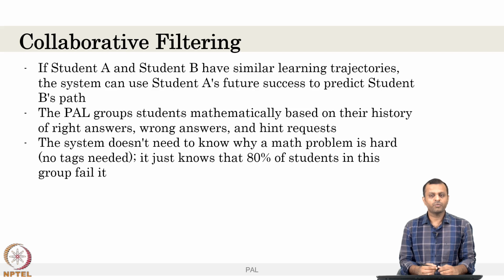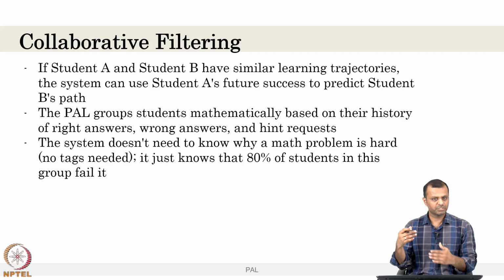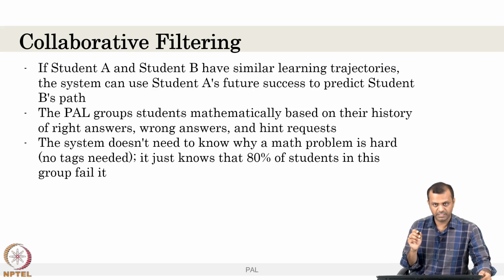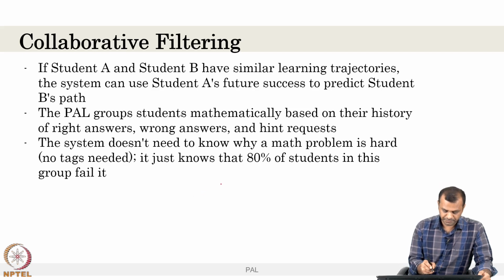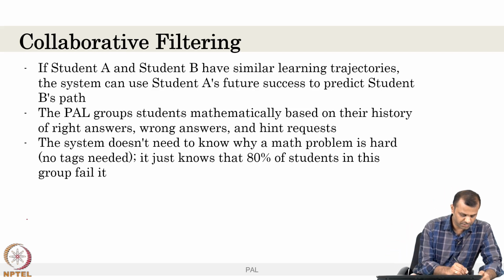The system does not need to know why the math problem is hard. It only needs to know that 80% of students in your group failed it, so it should not recommend this problem to you. There is no need to tag the problem as hard or difficult, or as a cognitive skill or recall level. Instead, it has to know how many people succeeded or did not succeed. Is it clear? In collaborative filtering, the simple idea is this. It is very much used in the shopping cart, in the Walmart example, and it is called association rule mining.